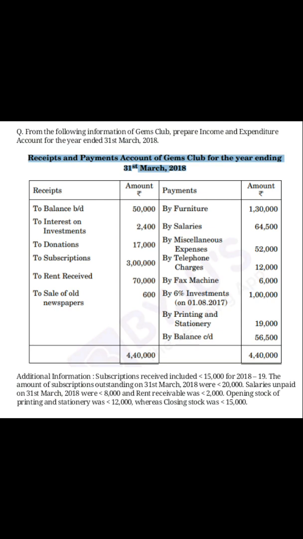Some additional information is also provided, that is, subscription received includes 15,000 for 2018-19 and the subscription outstanding on 31st March 2018 was 20,000. Salary that is unpaid on 31st March 2018 was 8,000 and rent receivable was 2,000. Opening stock of printing and stationery is given, that is 12,000, whereas closing stock was 15,000. So let's start making the income and expenditure account.